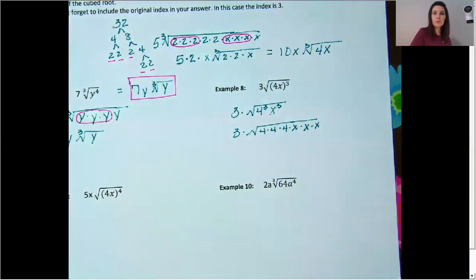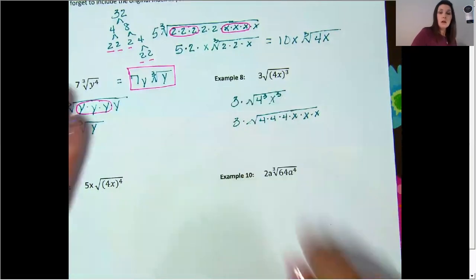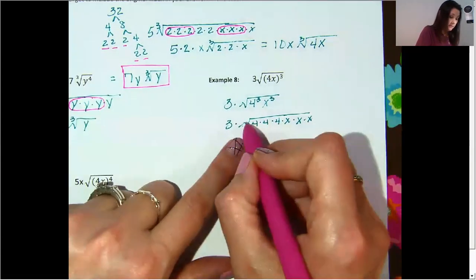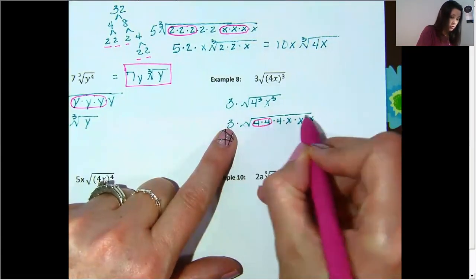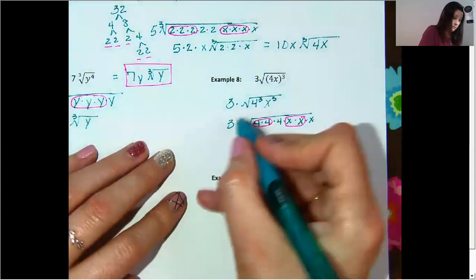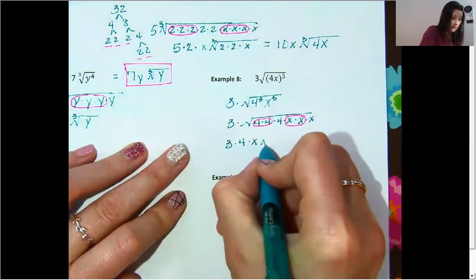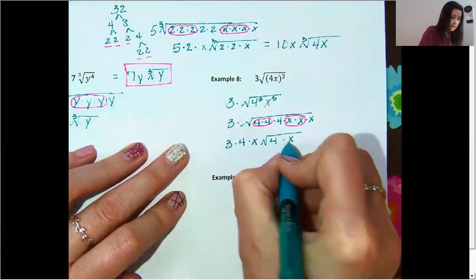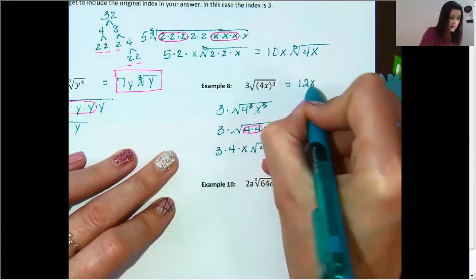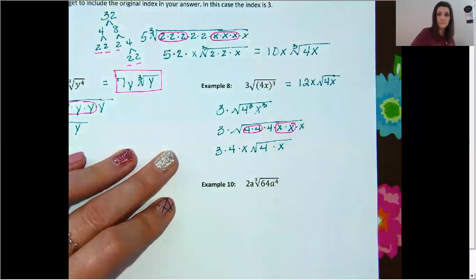Okay, and we could have done this on the previous page because the problem's the same except for the coefficient of 3 right here. But I just wanted you to see what we were actually doing. So I need to find groups of 2. So I have this group of 2 and this group of 2 with a 4 and an x left over. So I have 3 times 4 times x on the outside and 4 times x on the inside. And this gives us a final answer of 12x square root 4x. Okay.